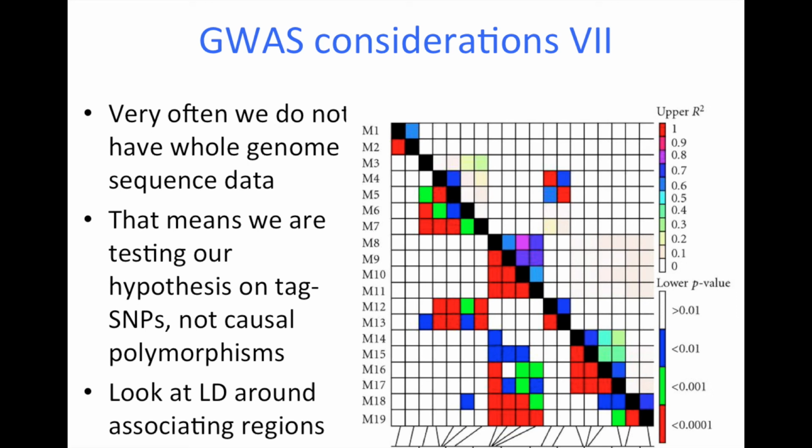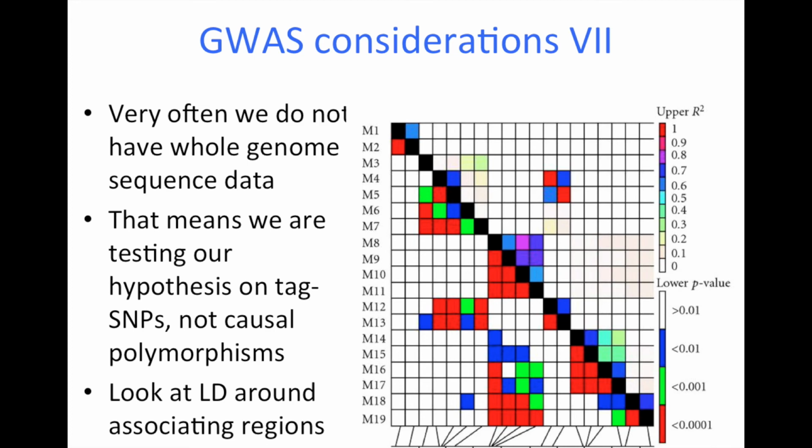Finally, a very important consideration is that we do not have whole genome sequence data. We have high density genotyping, but we don't have the causal polymorphism. So the hypothesis we're testing, the model, is actually on tag SNPs, SNPs that are highly correlated with the causal SNP, but that are not causal. So that means that if you have an association, the highest, the most significant p-value may not be the actual causal polymorphism. And the way to know which polymorphisms around could be related or could be actually causal is to look at LD around it.